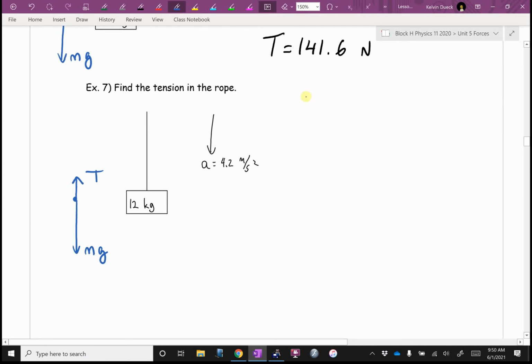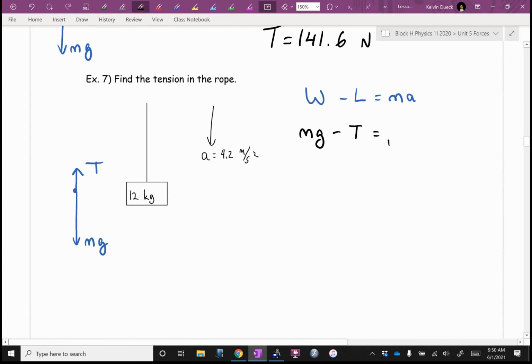And again, my template is winner minus loser equals MA. Parker, who's winning? Gravity. MG minus, who's the loser? Tension. What does that equal? MA. Okay. This one is going to show up an awful lot, so you want to look up. Parker, what do we want to get by itself? What's right in front of the T that I don't like? Immediately in front of it.